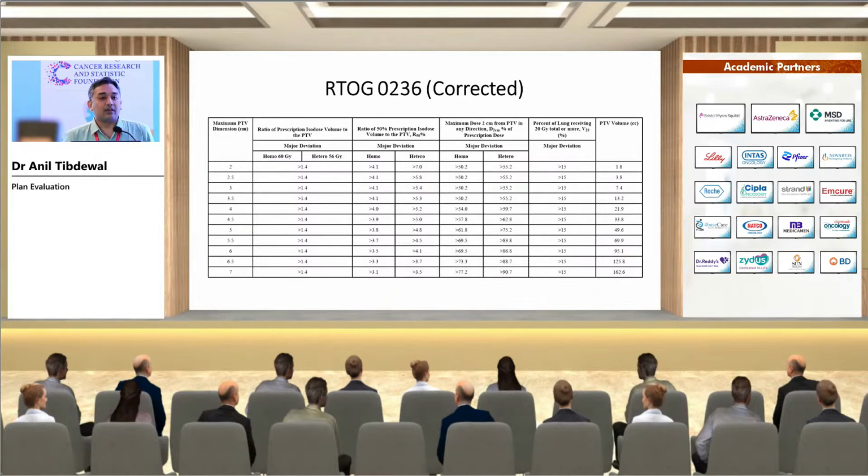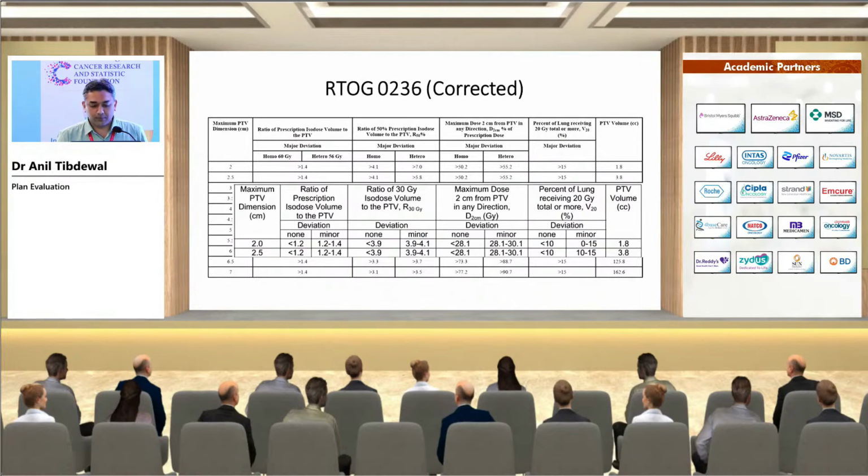So they revised their table. If you remember, the volume is on the right hand side and the tumor size is on the left hand side. Now, if you compare, for the 1.8 PTV volume in CC, previously the minor deviation was only 3.9 to 4.1. So anything more than 4.1 would be considered a major deviation.